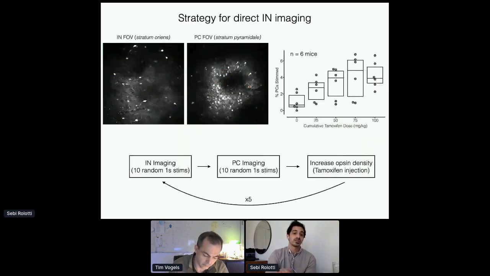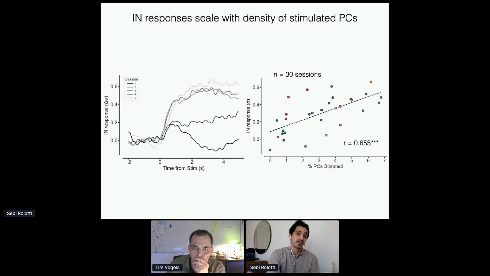And so first, to look for increased recruitment of interneurons at higher pyramidal cell stimulation densities, we're going to do a super simple experiment in which we deliver 1 second of wide field stimulation at random times while imaging either putative interneurons in stratum oriens or pyramidal cells in stratum pyramidale. And then by slowly increasing the tamoxifen dose every few days, we can increase the density of pyramidal cells responding to light, and then look for a concomitant increase in the interneuron activity. And that's exactly what we find.